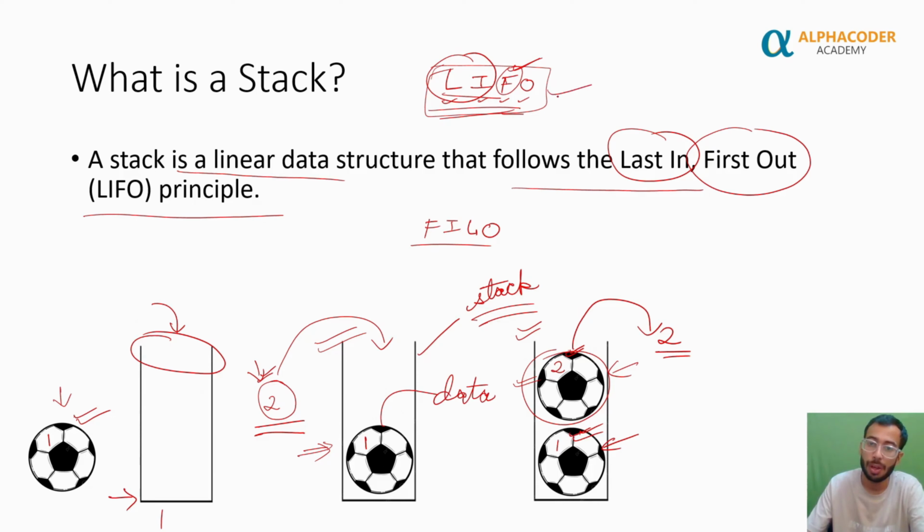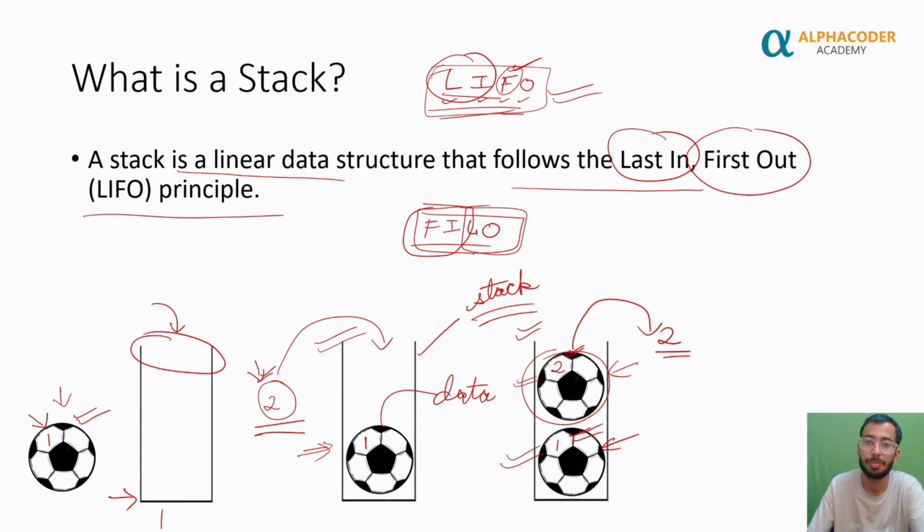Now if you have got the idea about last in, first out, let me explain first in, last out. In the case of first in, last out, if you see from the perspective of ball number 1, it is the first ball that is put inside the one-sided pipe. And when I start taking out the balls from this one-sided pipe, this would be the last ball that will come out.